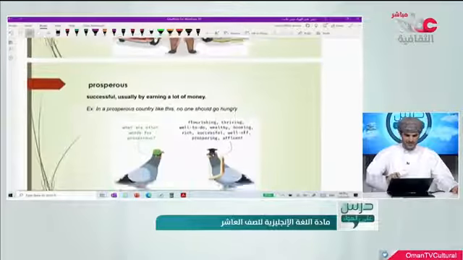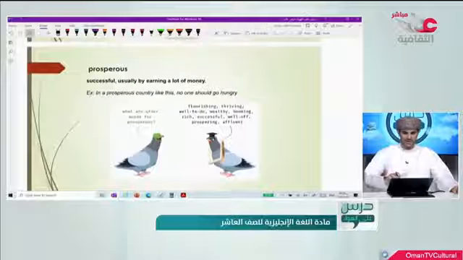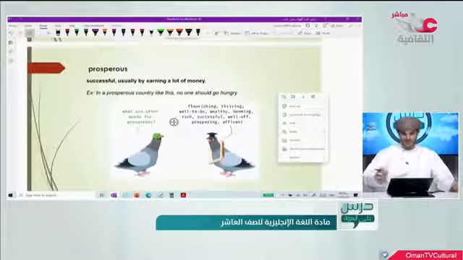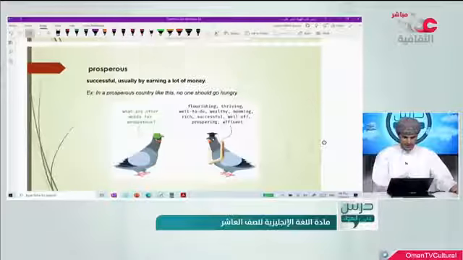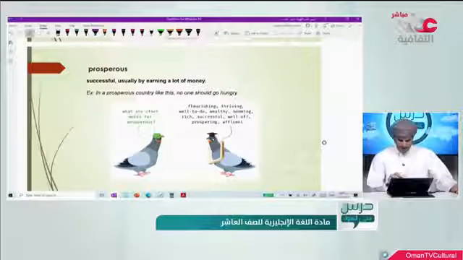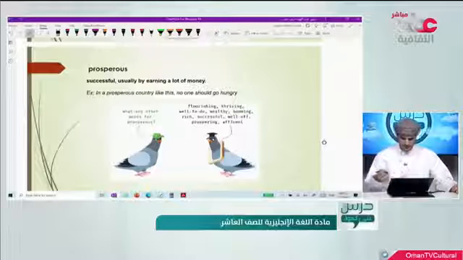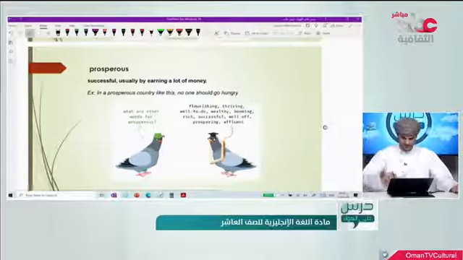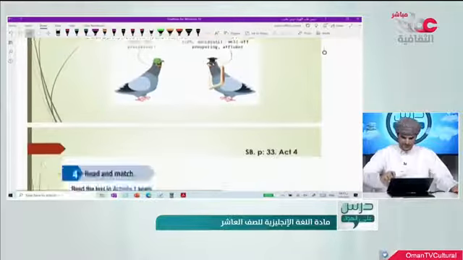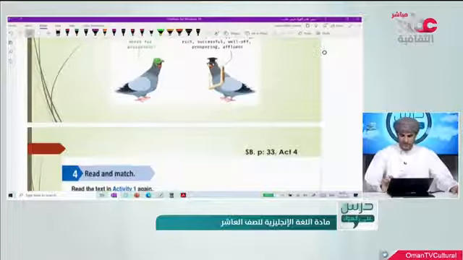What prosperous? Successful. Usually by earning a lot of money. So I guess I gave you the answer now. Look at these penguins here. What are they talking about? What are the other words for prosperous? Flourishing, thriving, well-to-do, wealthy, booming, rich, successful, well-off, prospering, affluent. These are what? Synonyms.